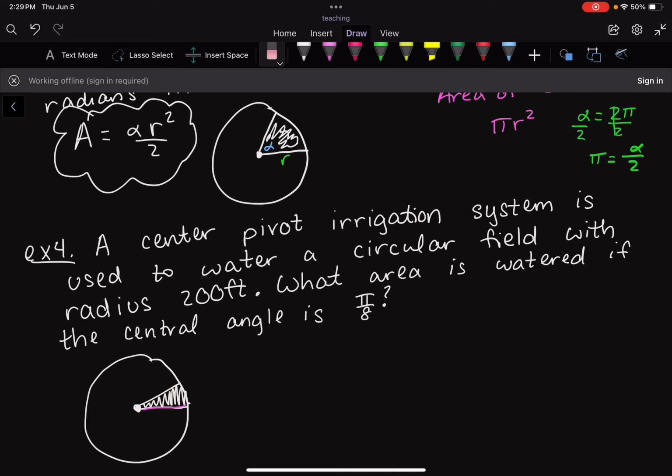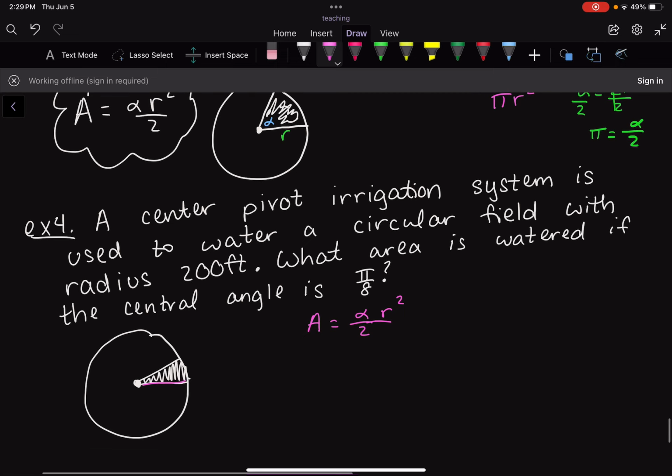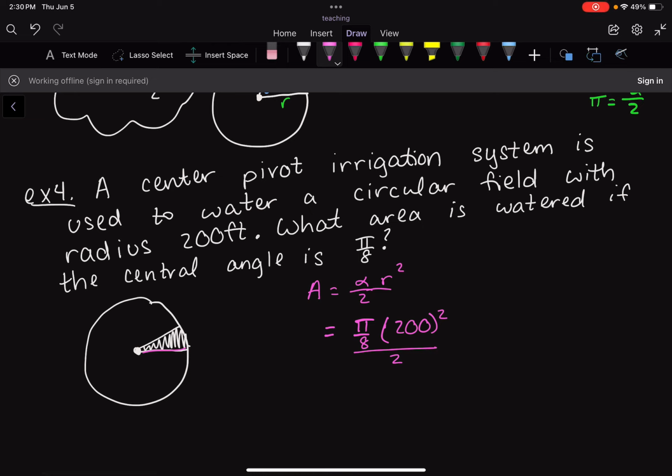So let's go ahead and do our problem. So we're looking for the area. So we have area is equal to alpha over 2 times r squared, or you could just leave it all over 2, that's fine. And I will go ahead and plug in my values. So I know that alpha is pi over 8. I know that my radius is 200, and that's squared, and then I have to divide the whole thing by 2. Excuse me. So if I want to simplify this, let's see.